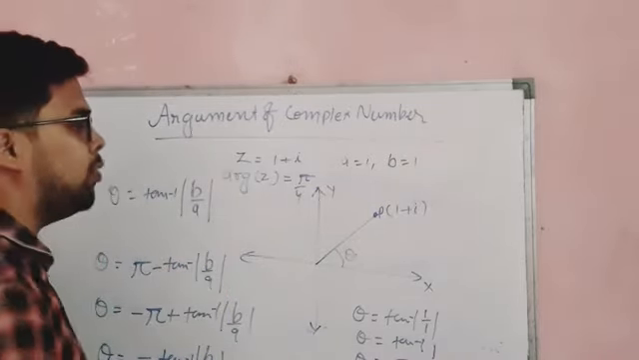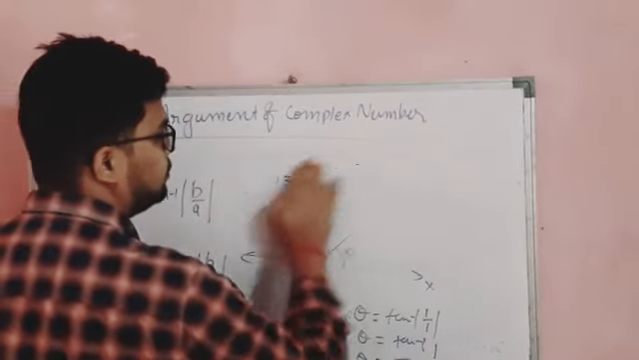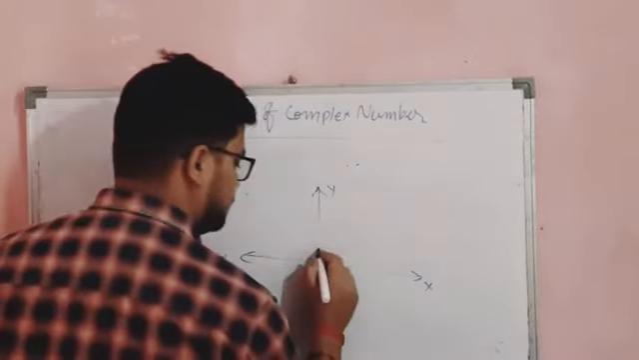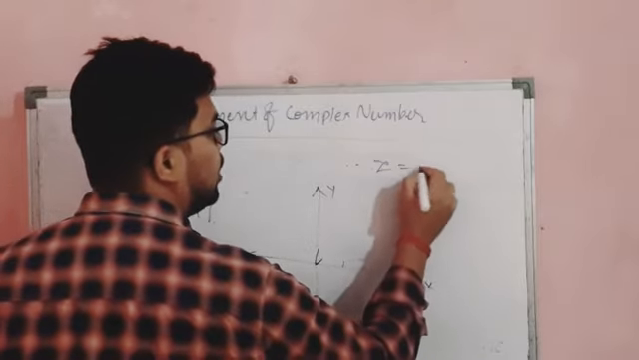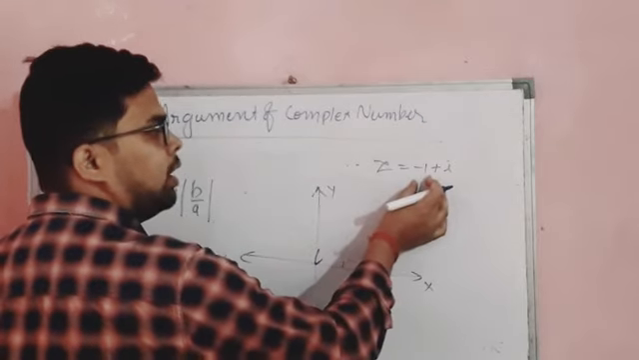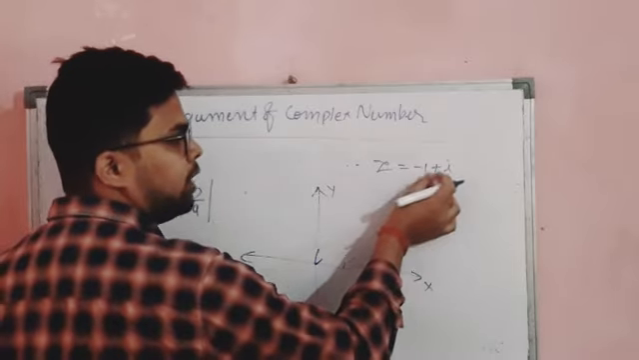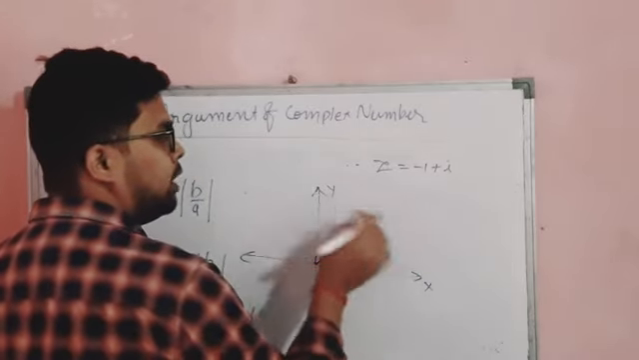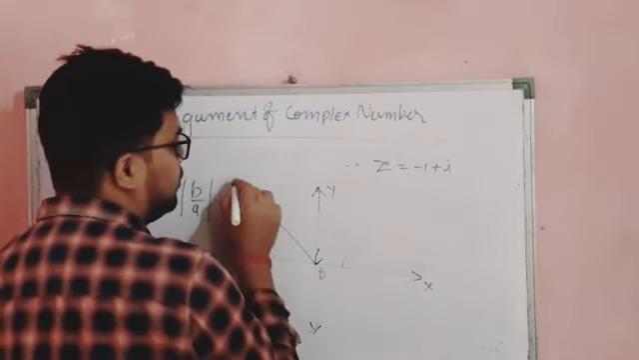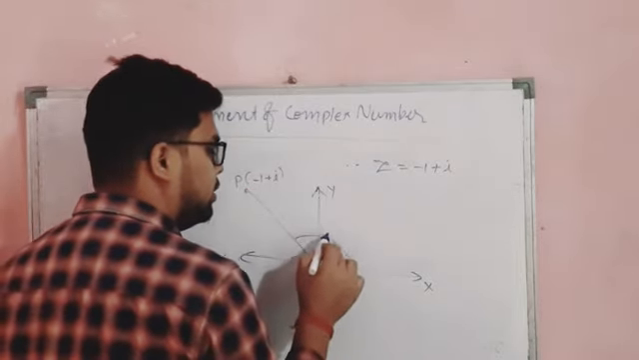Now I am taking a complex number in the second quadrant. Let z is equal to minus 1 plus i. This complex number will lie in the second quadrant because the real part is negative and the imaginary part is positive. The x coordinate is negative and the y coordinate is positive. In the second quadrant this complex number will lie, and it will be like this. Let this be O and this be point P, representing minus 1 plus i, and we have to find this much angle theta.